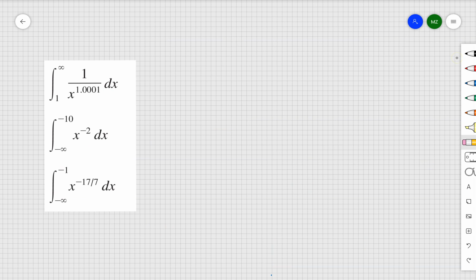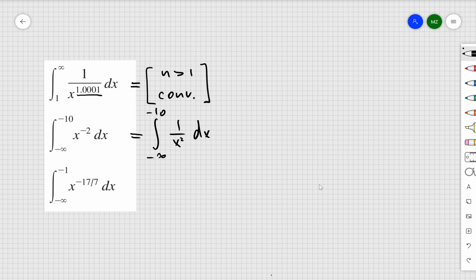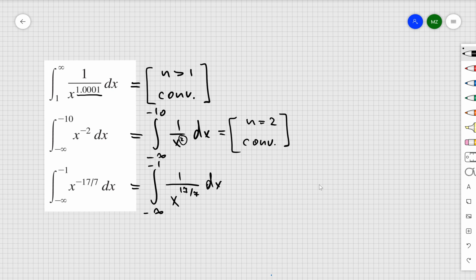And so let's try to answer a simple question: do our integrals converge or diverge? In this case, let's take the first integral. What is my n? My n is going to be strictly bigger than 1, so that integral converges. For my second integral, I obtain n equal to 2. Again, 2 is strictly bigger than 1, so my integral converges. And for the last one, I will need to move x to the bottom, so I'll have 17 over 7. But 17 over 7 is obviously strictly bigger than 1, so again, that integral is going to converge.